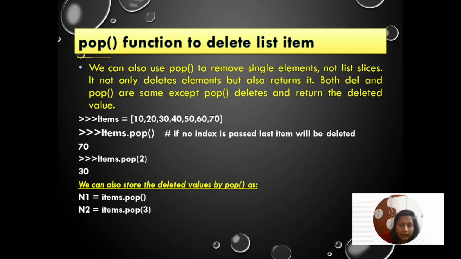Next, what is another way of deleting, the pop function? There are two ways you can use pop. If you're not passing any parameter, by default it will delete at the end of the list. When you're mentioning pop of 2, the index number is 2, so the 30 will be deleted. And whatever element it deletes, it also returns. Clear now? We can also store the deleted value by creating a variable and storing whatever element got deleted.